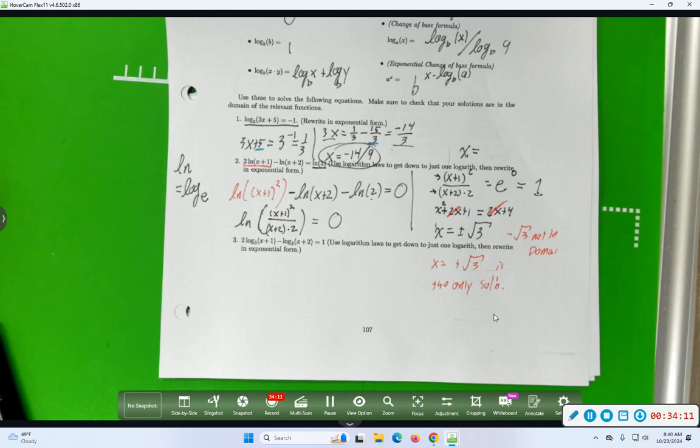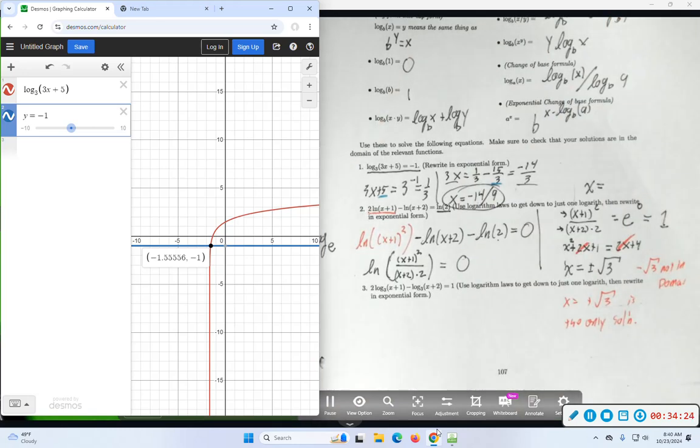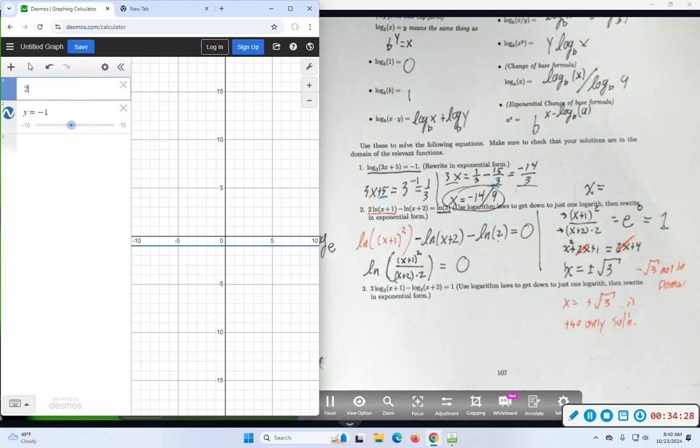All right. And you can also see that fact by looking at a graph generated by a machine. So, let's do that. I'm going to pull up Desmos. Let's graph the original equation: 2 times ln of x minus ln of x plus 1. That's one side of the equation. The other one is y equals ln of 2.